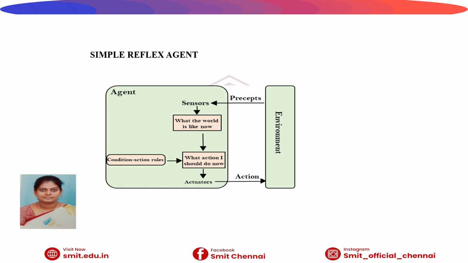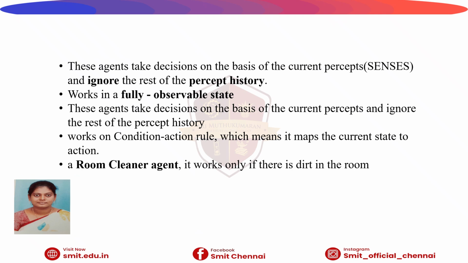What is a simple reflex agent? This is the block diagram for the simple reflex agent. These agents take decisions on the basis of the current percepts. Percepts means senses. Based on the current senses, it will do its action. It will ignore the history. It will not have any memory to store what happened in the past. So we call this agent a fully observable agent. It works on a condition-action rule, which means it maps the current state to the condition.